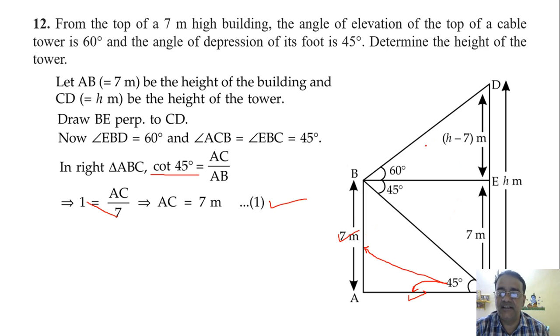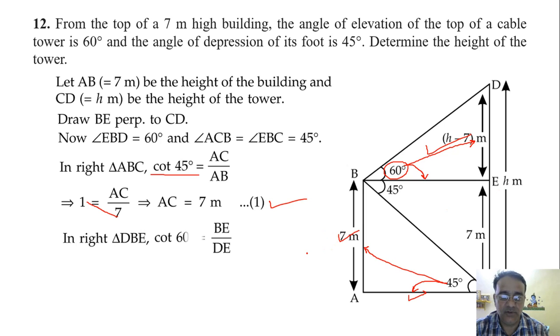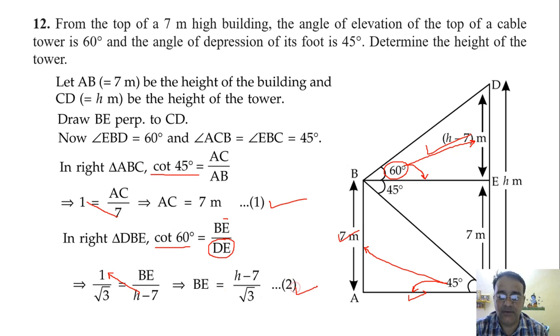Now we'll take the triangle DBE. In triangle DBE, again with respect to 60 degree, this h minus 7 is which side? Opposite side. And BE is the adjacent side. So here we use either tan theta or cot theta. If we use cot 60 degree, it will be BE upon DE. And what is cot 60 degree? 1 by root 3. So 1 upon root 3 equals BE upon h minus 7. Shifting this to this side, we get BE is equal to h minus 7 upon root 3. Let it be equation number 2.